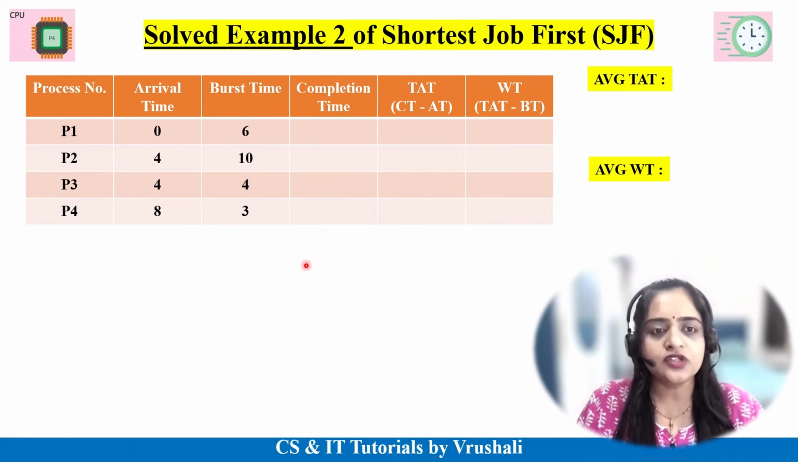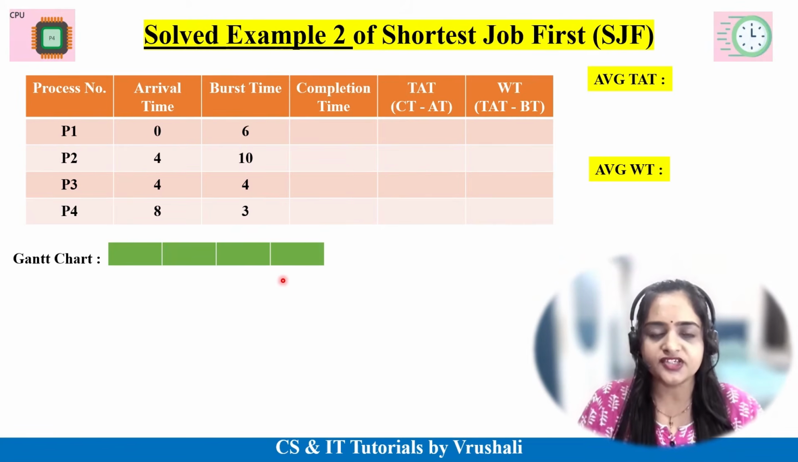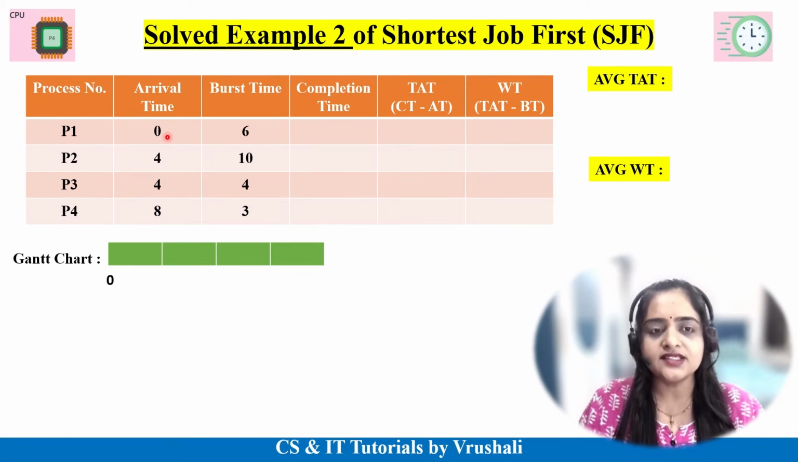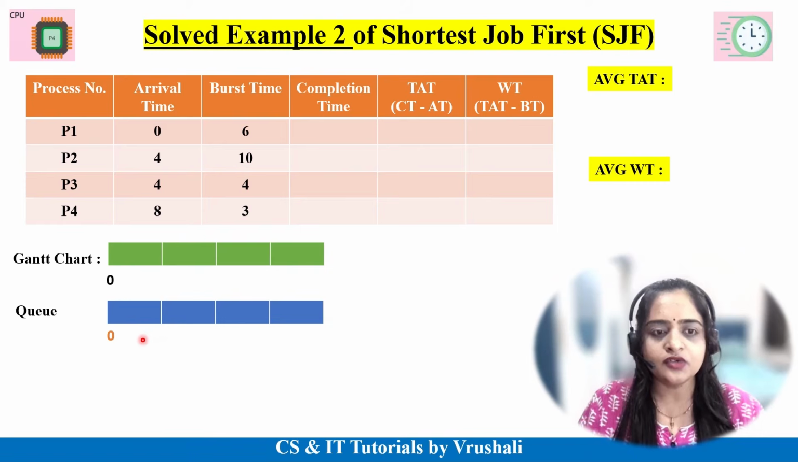So the first step is just draw the Gantt chart. It always starts with 0. Now check. At 0 o'clock, which process has come? Means which process arrival time is 0. See here, P1 process arrival time is 0. Means first the CPU will execute the P1 process. So just draw one queue here. So in the queue at 0 o'clock the P1 process has come.